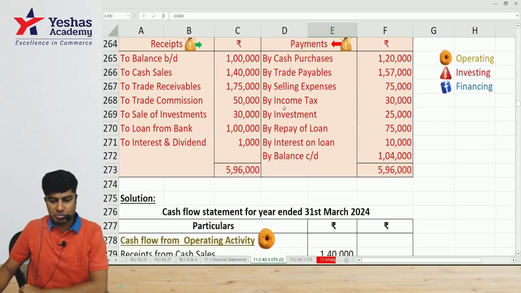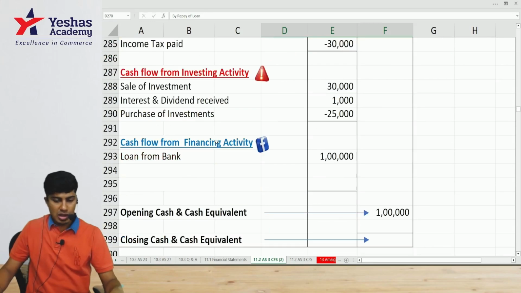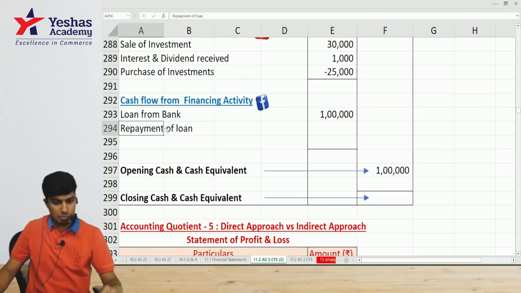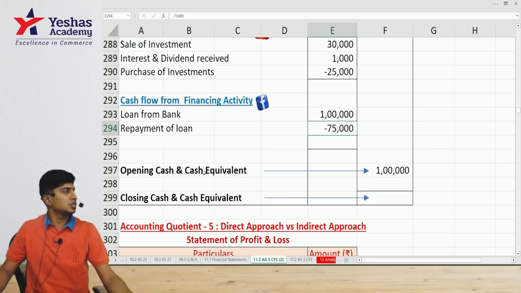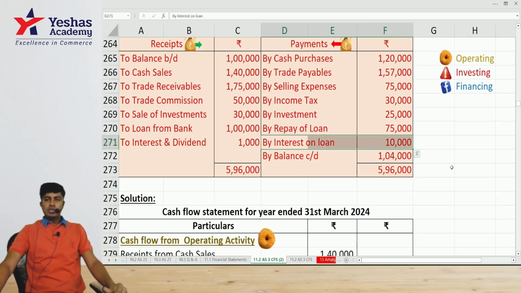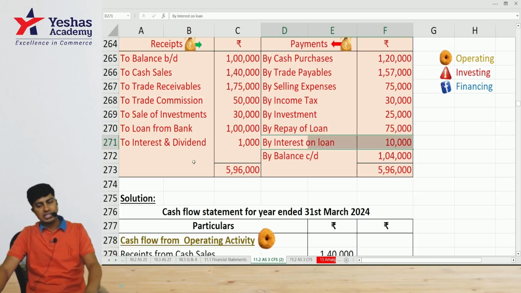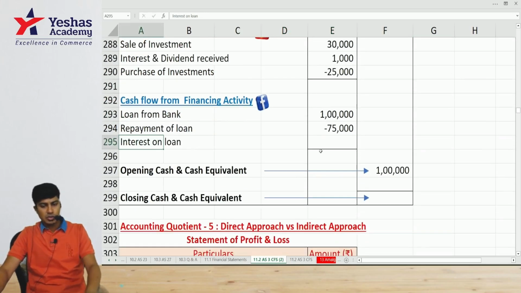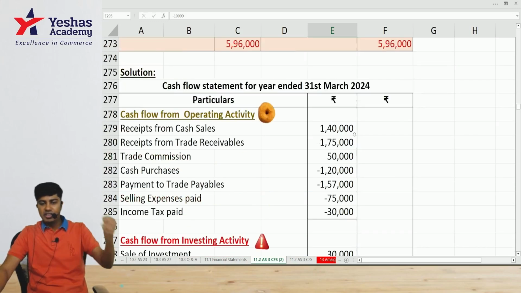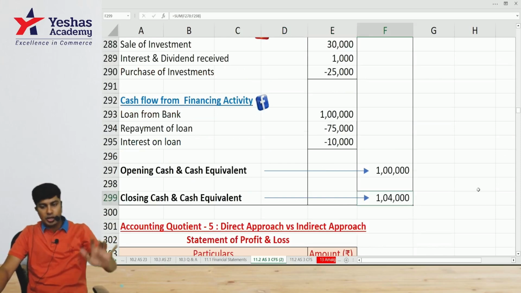After purchase of investments, repayment of loan 75,000. Financing activity. Outflow. I would write in financing activity repayment of loan. That's not where we will stop. We have one more, interest on loan. When we give them their money back, they will ask for interest too. That interest paid is also financing. How much? 10,000. Everything's done. What do we have at the end? Balance carried down 1,04,000. We need to get 1,04,000 as closing balance.